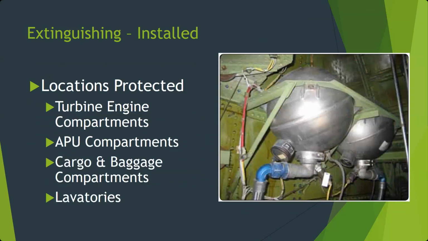So the other one then is our installed extinguishers. So permanently installed. They're going to be in protected locations so that they're not prone to damage. But they're going to protect areas like your turbine engine compartments, that fire zone. Same thing with the APU, as well as cargo and baggage compartments and lavatories.